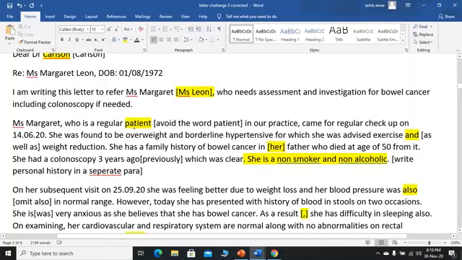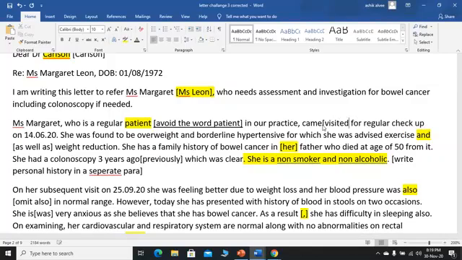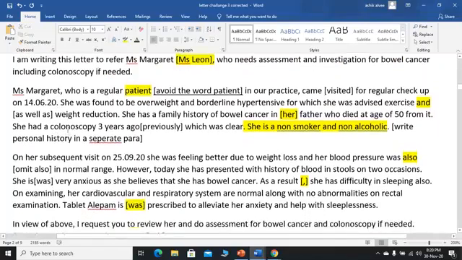Again, the word patient cannot be used. Avoid the word patient. In our practice, came for, not came, visited for. Came is an informal word and visited is a formal word. So visited for regular checkup on 6/14/6/20. She was found to be overweight and borderline hypertensive, for which she was advised exercise and weight reduction.